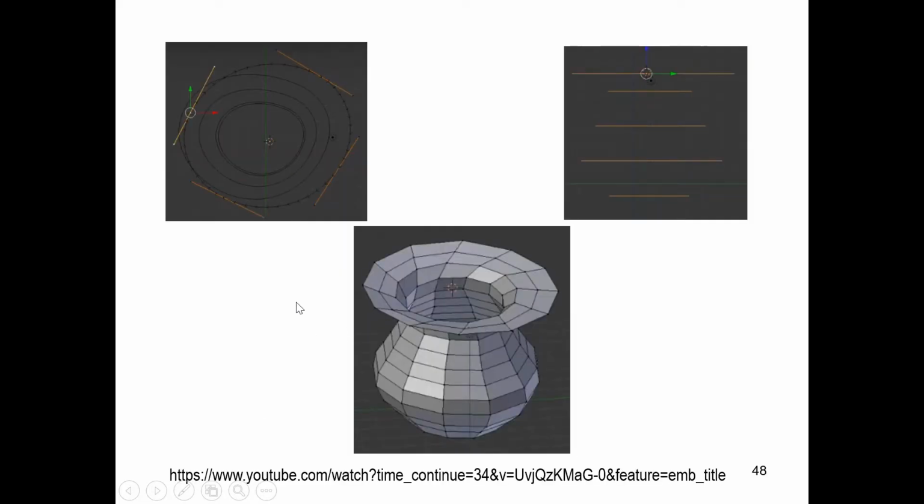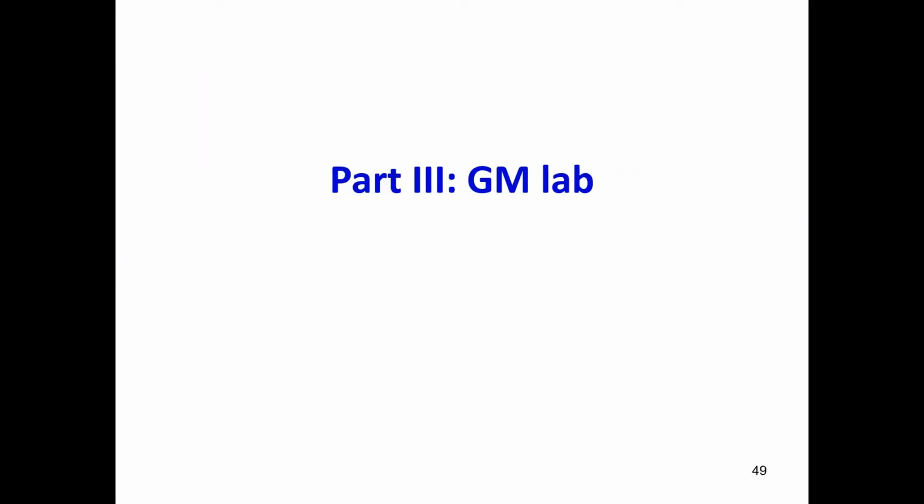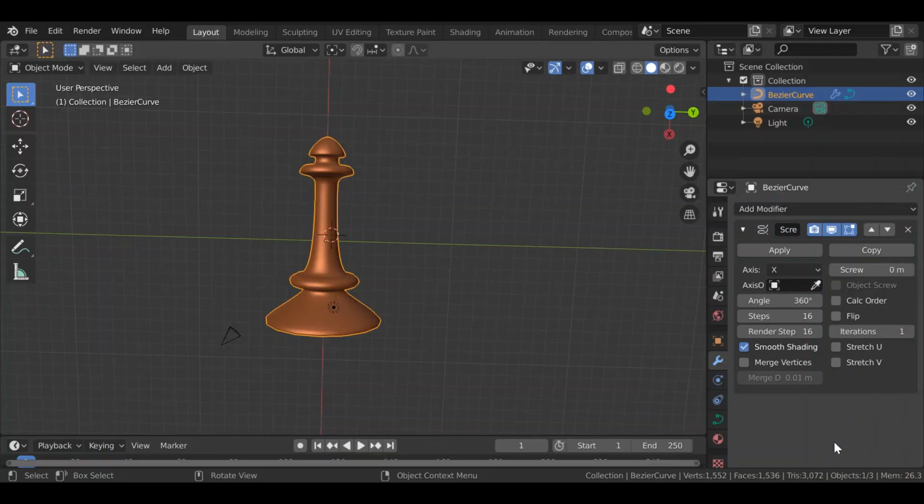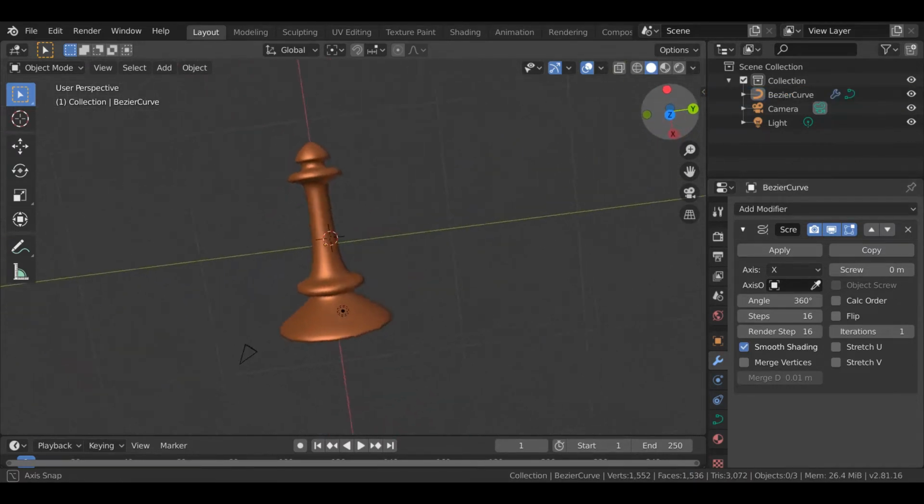Moving on, we have the third example here. This is an example of curve surfacing modeling. Here we can see the different layers of the curves that have been oriented together to make this beautiful model. The pot, you can watch it in this YouTube link. It's a really good video. And moving on, we have the GM lab where I show you the model. So this is the model we have created, a simple chess pawn using curves modeling.